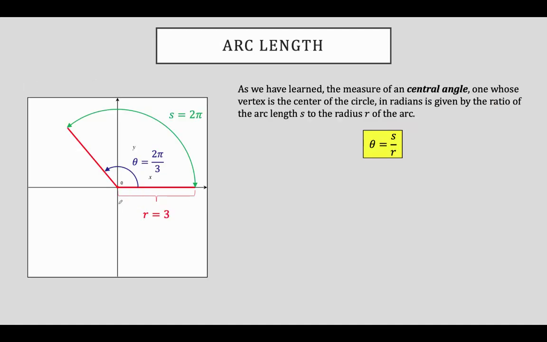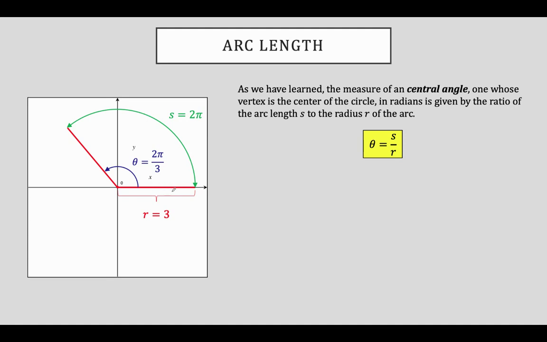Now, let's talk a little bit more about arc length. We've already learned that the measure of a central angle, an angle measure in radians whose vertex is the center of the circle, is given by the ratio of the arc length s to the radius r of the arc. We said theta is equal to s divided by r. So here, for example, I have an angle measure of 2 pi over 3. The measure of this arc length here would be 2 pi, and the radius would be 3.